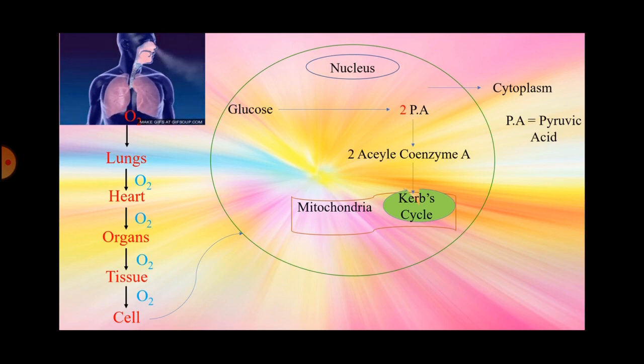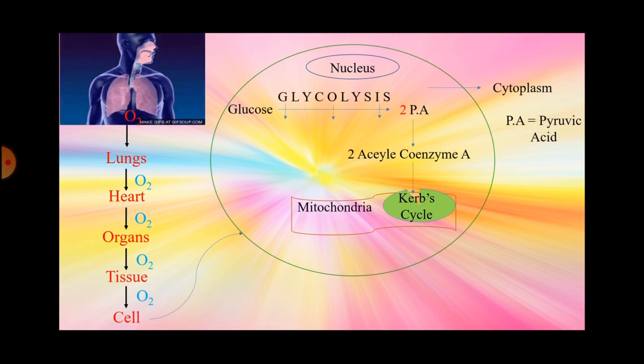Glucose getting converted into 2-PAPA. 2-PAPA gets converted into acetyl coenzyme A. Acetyl coenzyme A enters the mitochondria and gives the Krebs cycle. The Krebs cycle has been completed. Now, when glucose converts itself into PAPA, that means pyruvic acid, that process is called glycolysis. And when this process takes place, PAPA is one of the byproducts.